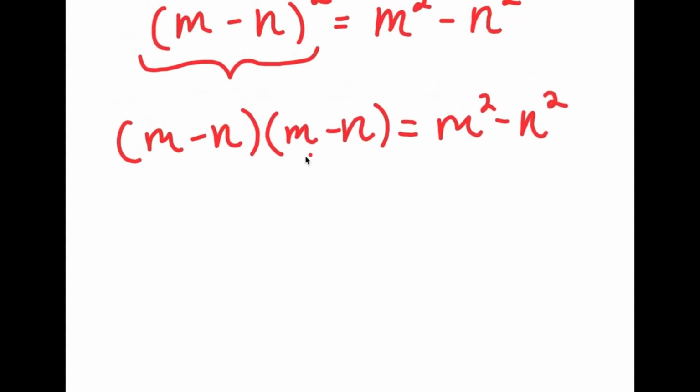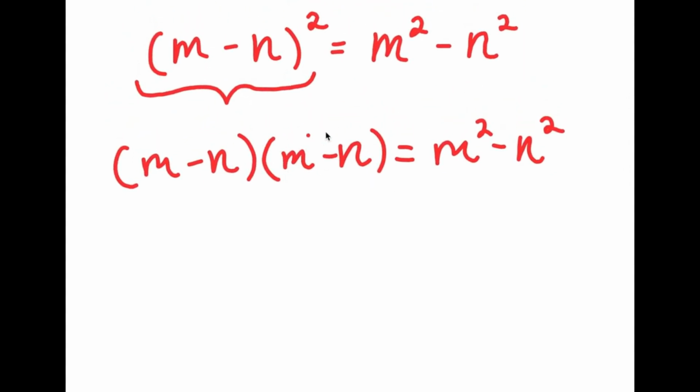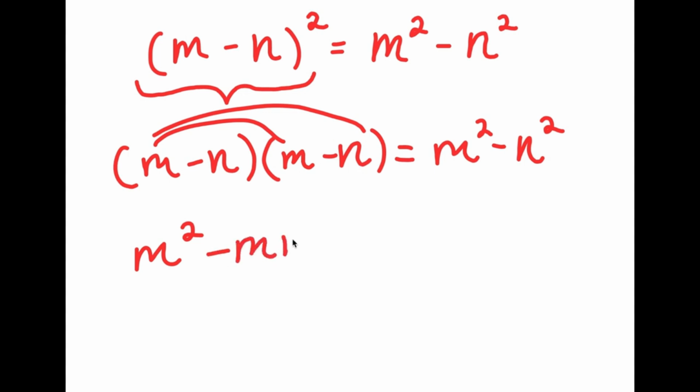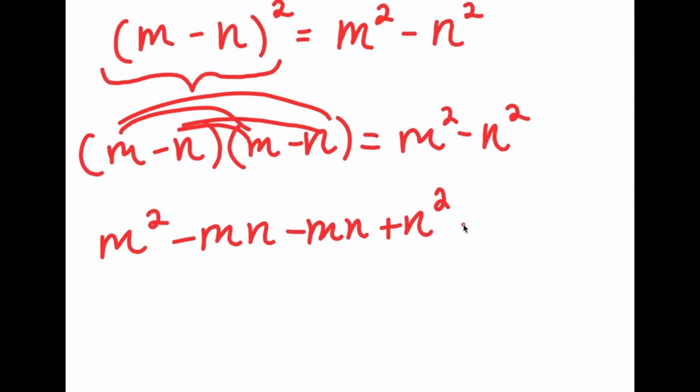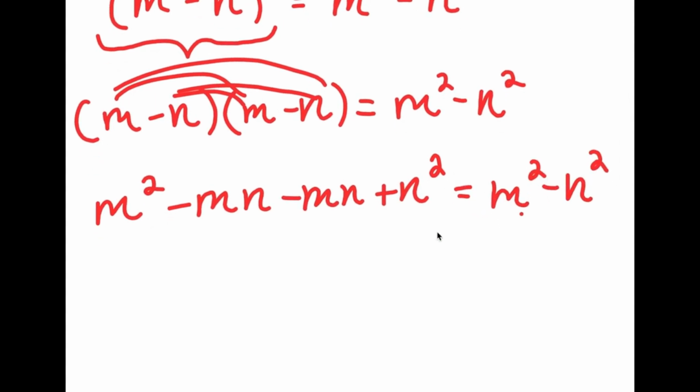Now from here, I'm going to expand this by multiplying these two. To multiply these two, I'm going to first start by distributing the m. M times m is m squared. M times negative n is negative mn. Now I'm going to distribute the negative n. Negative n times m is negative mn. And negative n times negative n is positive n squared. So I have this is equal to m squared minus n squared.